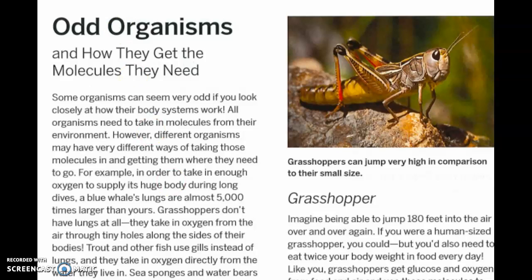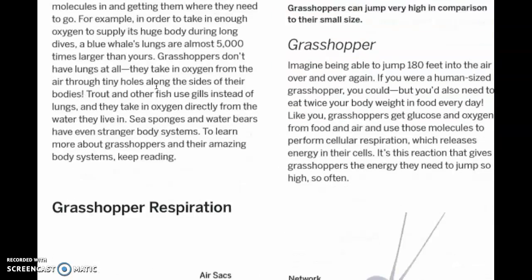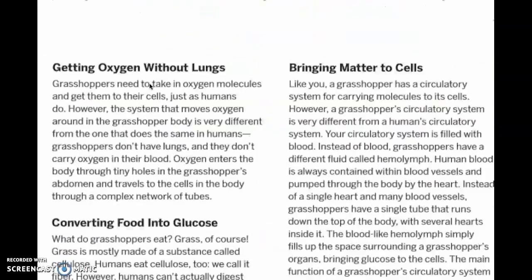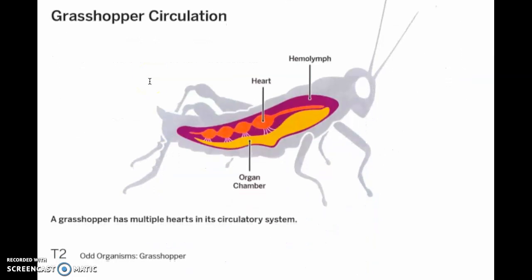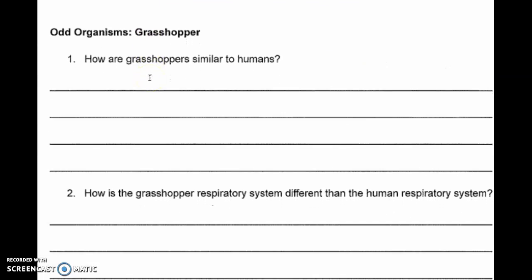So we're looking at odd organisms today and how they get the molecules that they need. We went over how organisms get different molecules from food using the simulator. I remember that organisms needed amino acids, they needed glucose, and they needed oxygen. Those are 3 molecules that I remember being very important. So we're going to see how this grasshopper is going to get them.